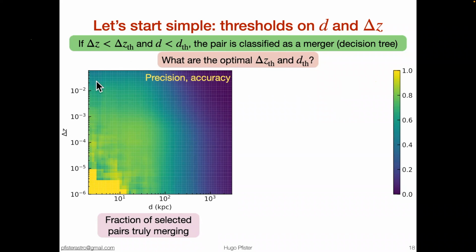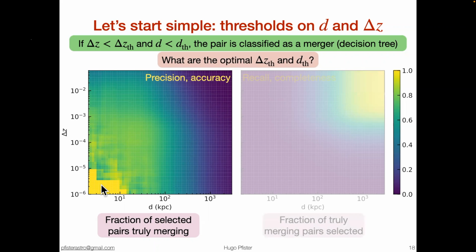So I'm showing a color map here. The color indicates the accuracy, and you have the threshold in redshift difference here, and the threshold in projected distance here. And if you take very selective thresholds, so say the redshift difference has to be very small, and the projected distance has to be very small, then you will not select a lot of pairs. But most of them will merge, and you see that the accuracy is very high.